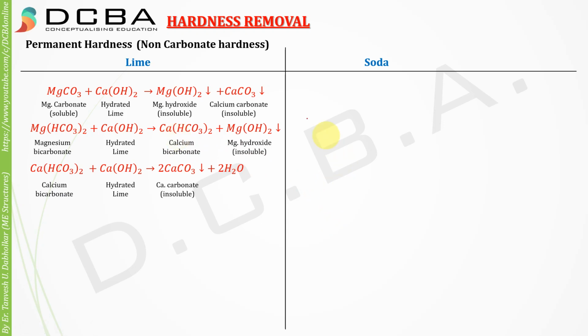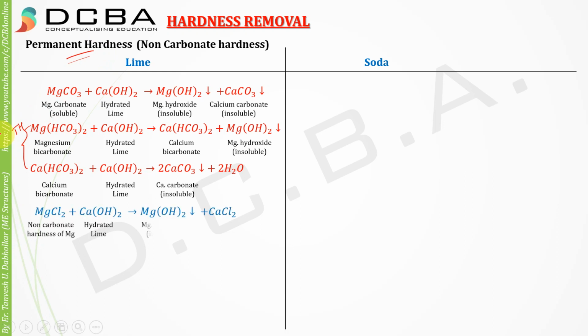Now this was, if you remember, just the temporary hardness, right? But we are talking about permanent hardness. So what does this lime soda treatment tell you? Lime soda treatment tells us that it is capable of even removing the temporary hardness, not only the permanent hardness. Permanent hardness it will remove definitely, but it will also remove the temporary hardness.